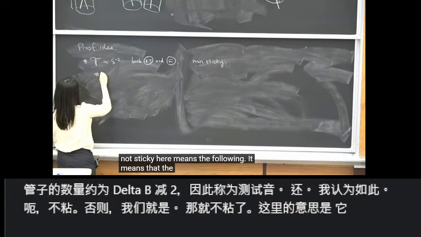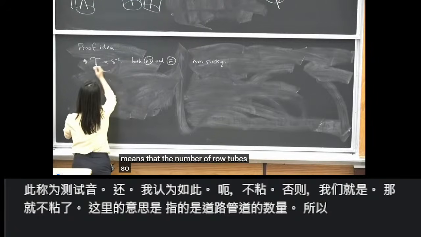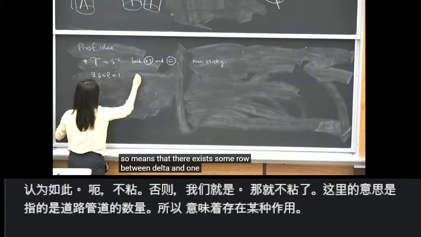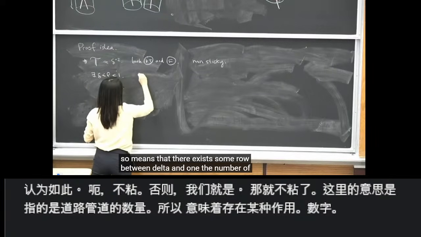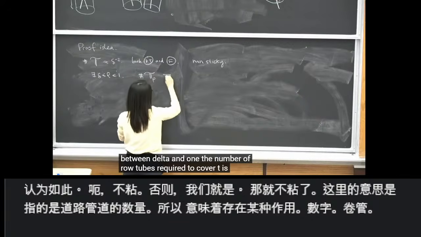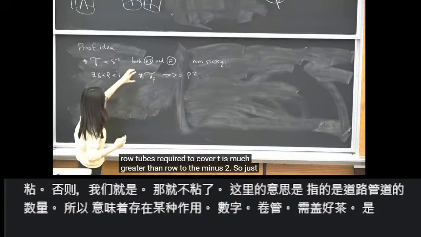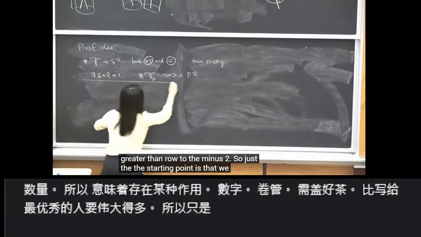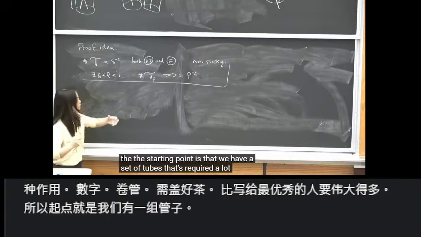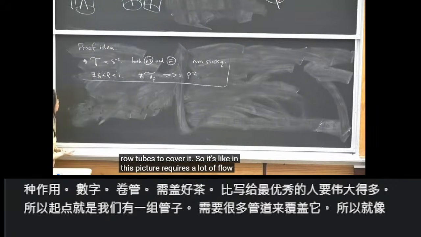The not sticky here means the following. It means that there exists some rho between delta and 1 such that the number of rho tubes required to cover T is much greater than rho to the minus 2. So just the starting point is that we have a set of tubes that requires a lot of rho tubes to cover it. So it's like in this picture, it requires a lot of rho tubes to cover it.